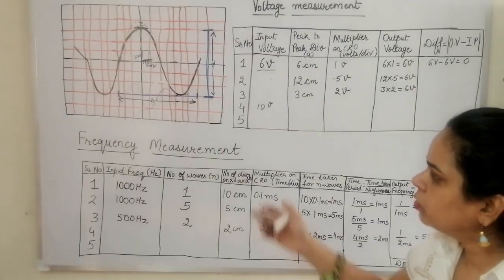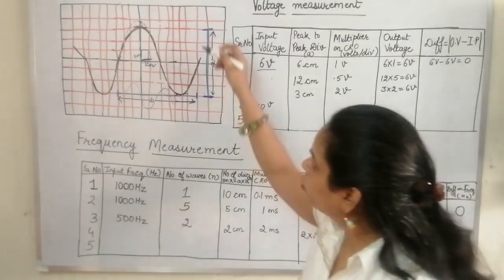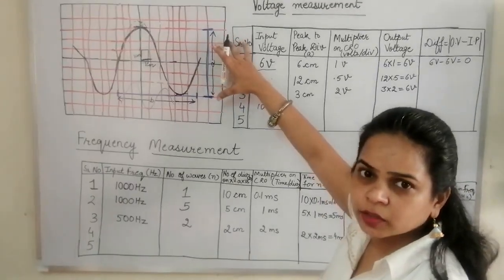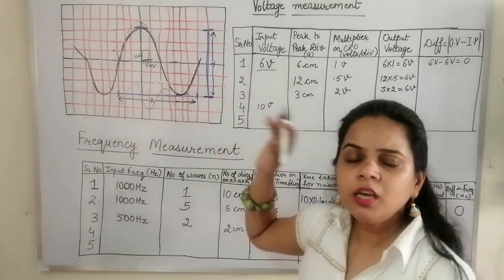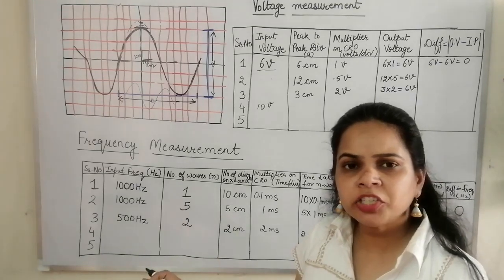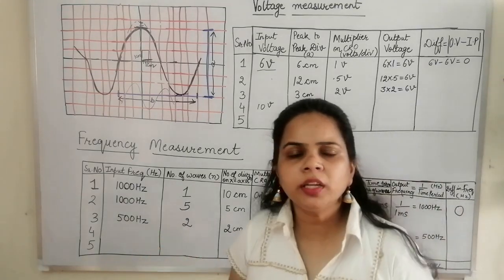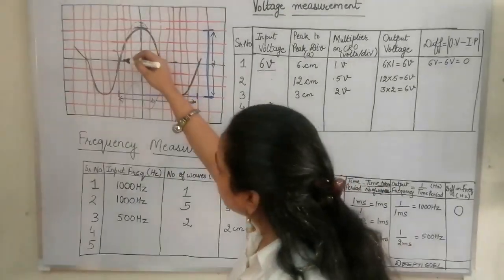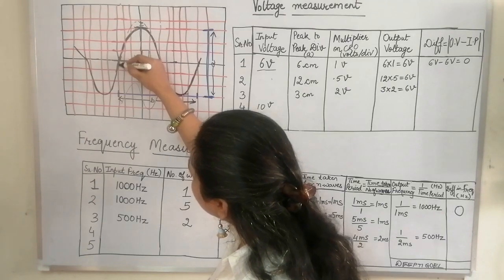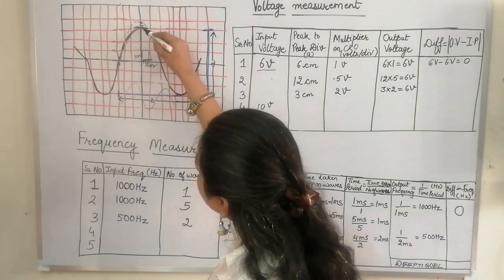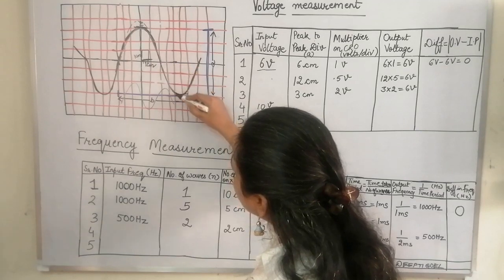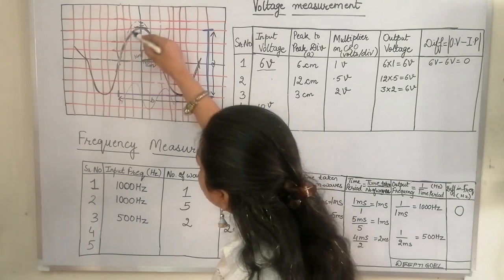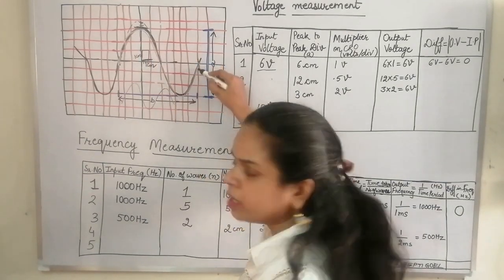So how to do the frequency measurement? In the voltage measurement, we took the divisions along the y-axis, that is from peak to peak. For the frequency or time measurement, we have to note the number of divisions along the x-axis or on the horizontal scale. So we take one complete wave. Supposing this wave starts from here, goes to a crest, then again 0, then goes to a trough value, and then again comes to 0. So from here the wave is starting and completing one complete wave till here.